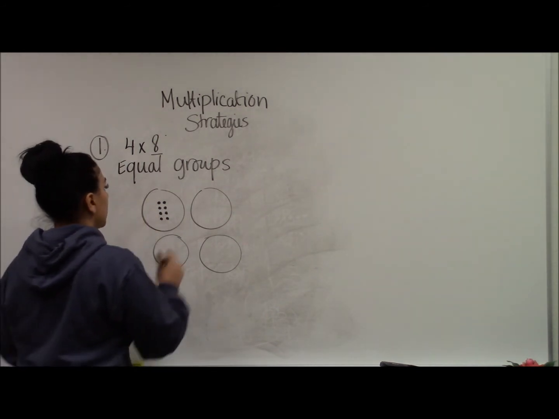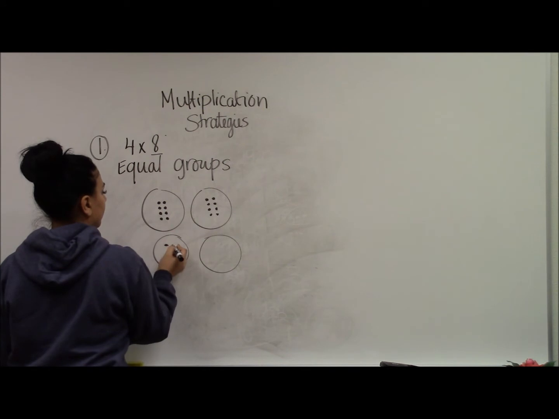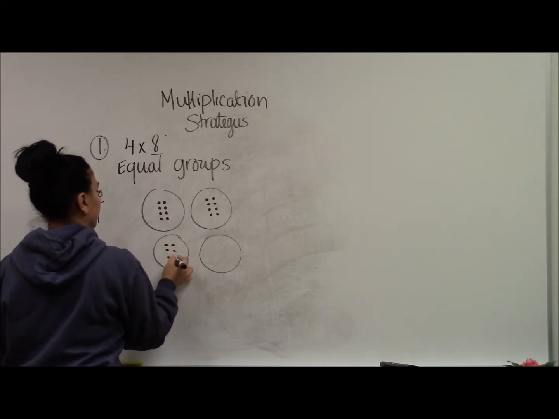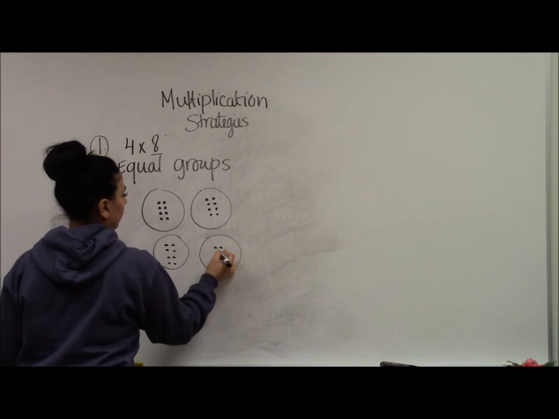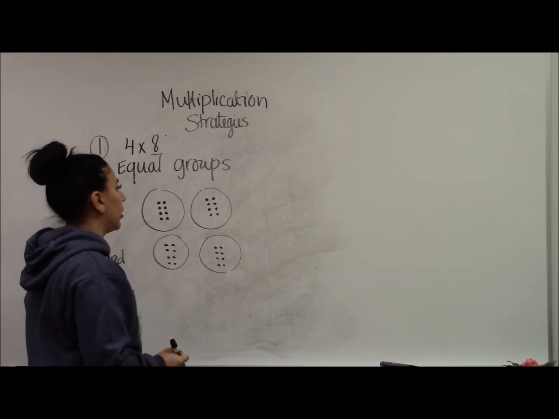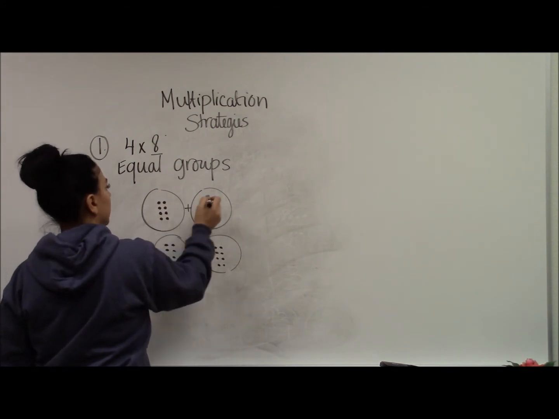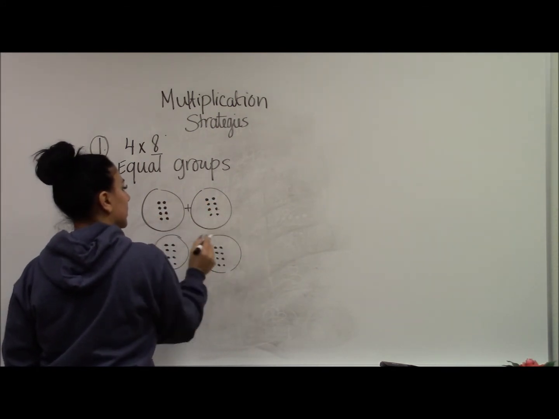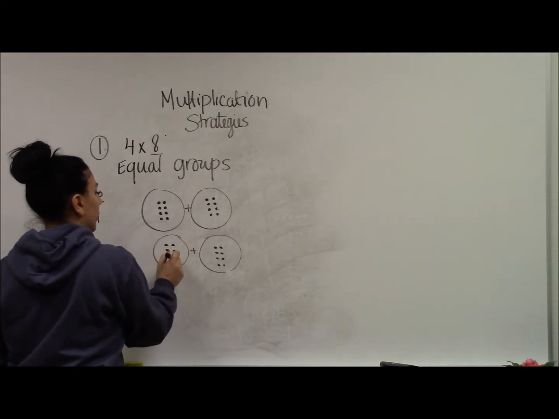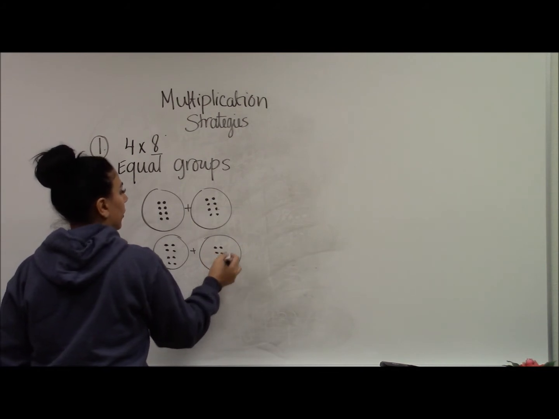So we have 8 so far, and I would want to make 8 again. And so now I've made 4 groups of 8. Now I'm just going to add them all up and see what I get. So 1, 2, 3, 4, 5, 6, 7, 8, 9, 10, 11, 12, 13, 14, 15, 16, 17, 18, 19, 20, 21, 22, 23, 24, 25, 26, 27, 28, 29, 30, 31, 32.